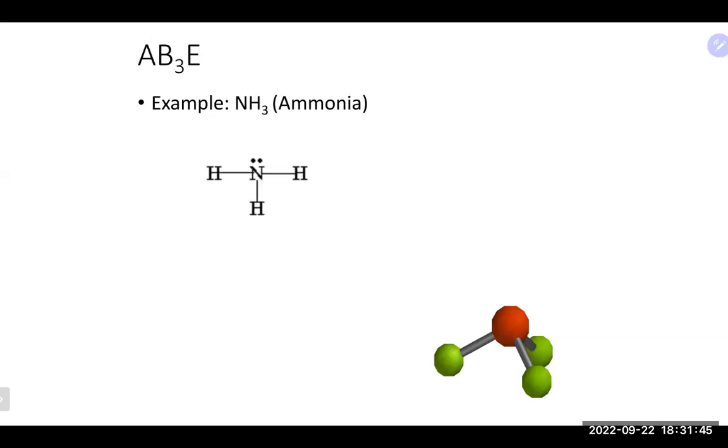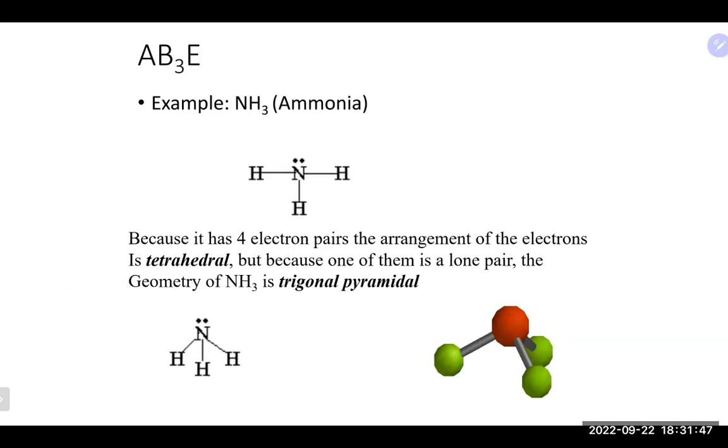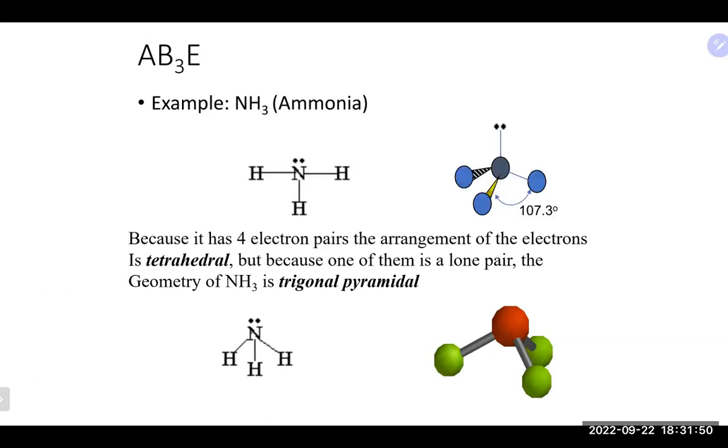Next one would be NH3. If we look at NH3 here, in terms of electron pairs around the central atom, we have four electron pairs. Again, one, two, three, and four. In terms of bonds here, we have three bonds.